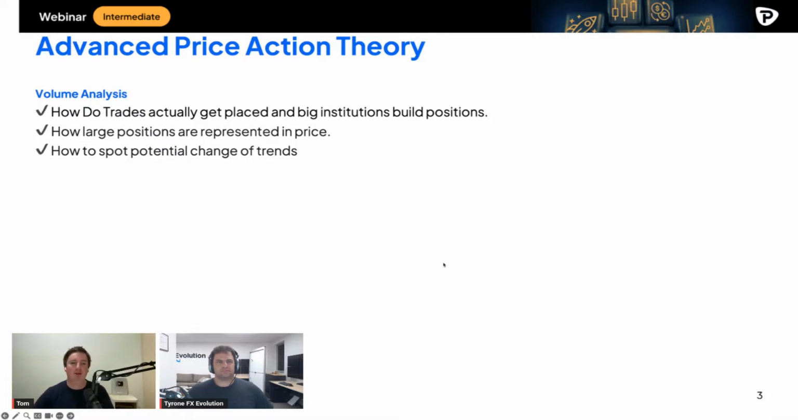We'll specifically be looking at how institutions build positions, which we've covered a little bit before, but we'll talk about how that builds into a strategy. We'll look at how large positions are represented in price, and of course, how to spot potential changes of trends. How do we do that? What are we looking for, etc.